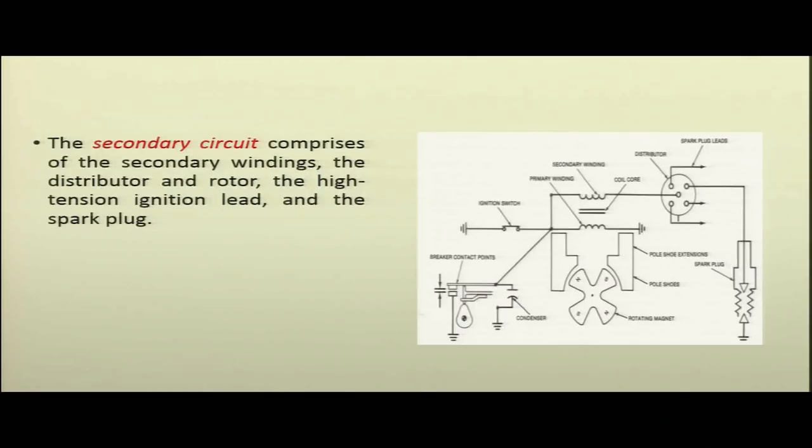In the diagram you can see a basic layout where there is a rotating magnet, pole shoes and a primary winding. This is your ignition switch, which controls the entire circuit. Then this is your secondary winding, this is your coil core, here is your distributor. Then you have the ignition leads and this is your spark plug. On this side you have the breaker contact points and the condenser across the breaker contact points. So, these were the three circuits in brief in a magneto system.